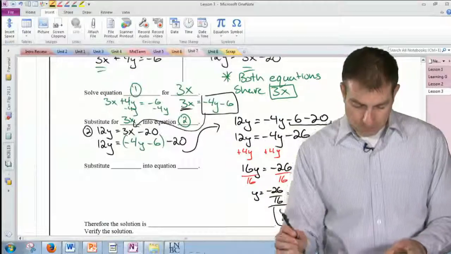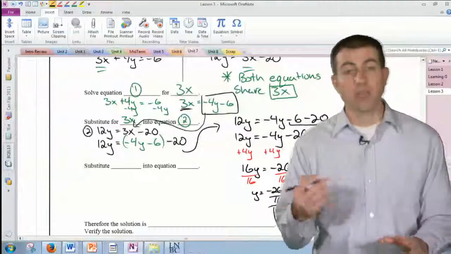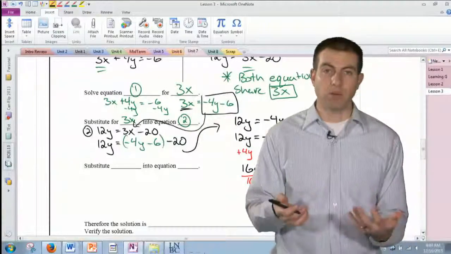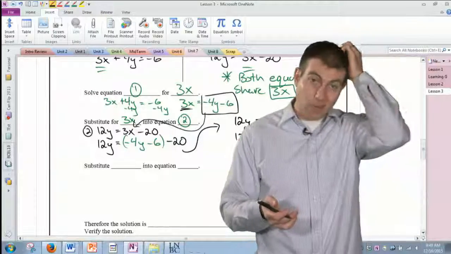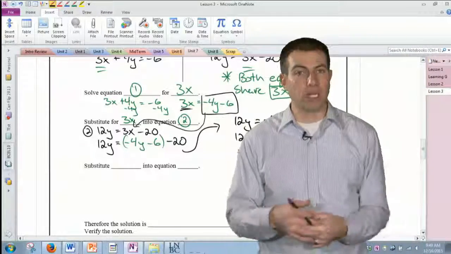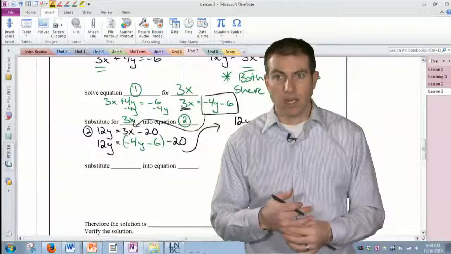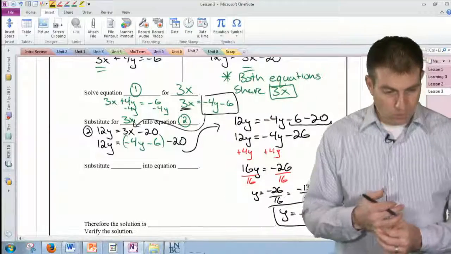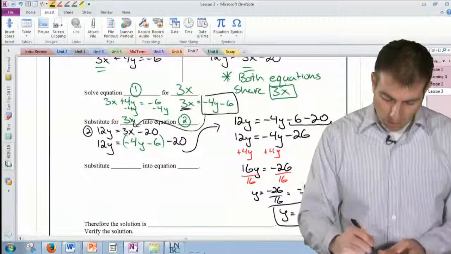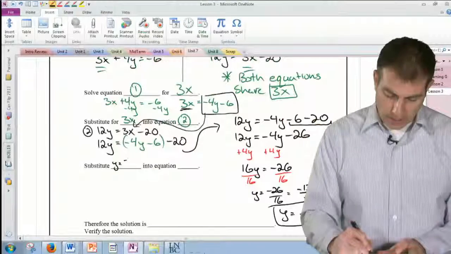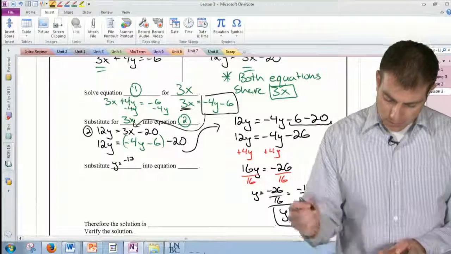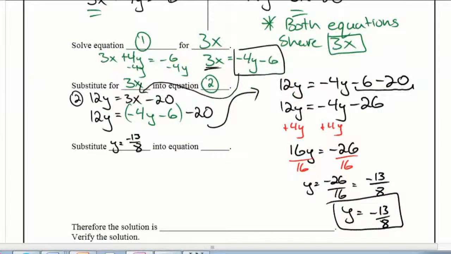All right, so just like we've been doing, we've isolated for a variable. We know what y equals now, and we're going to substitute that back into one of our equations. It doesn't matter which one. What we'll do is maybe go y is negative 13 over 8, and we'll substitute it into maybe the first equation.